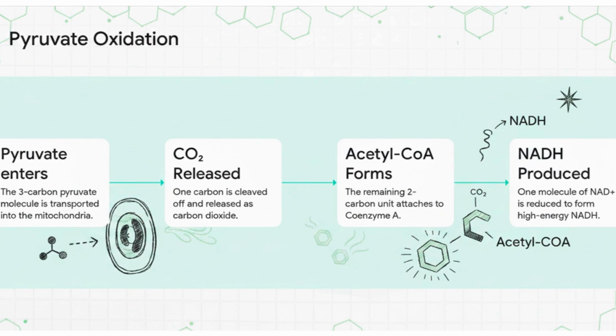So here's what goes down. First, that 3-carbon pyruvate molecule gets into the matrix. Second, one of its carbons gets chopped off and released as carbon dioxide. Yep, the same stuff we breathe out. Third, the 2-carbon piece that's left over hooks up with something called coenzyme A, and boom, we get our key molecule, Acetyl-CoA. And as a bonus, this whole process spits out our first high-energy electron carrier, a molecule of NADH.